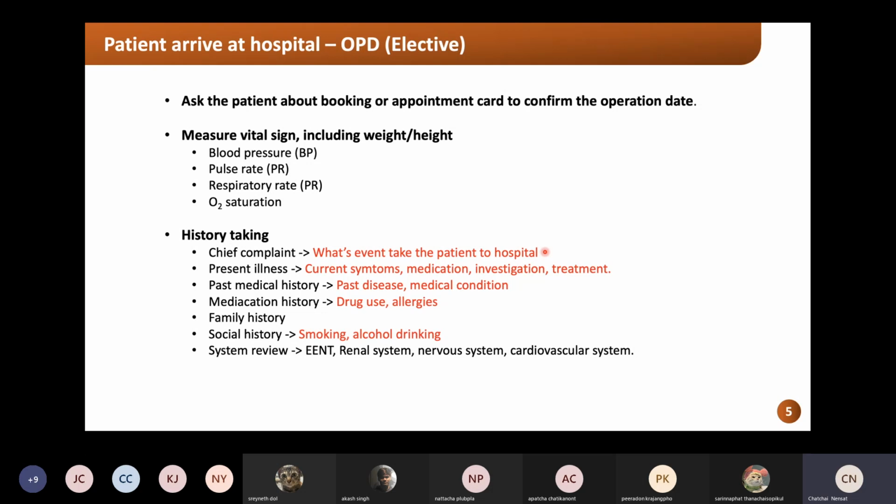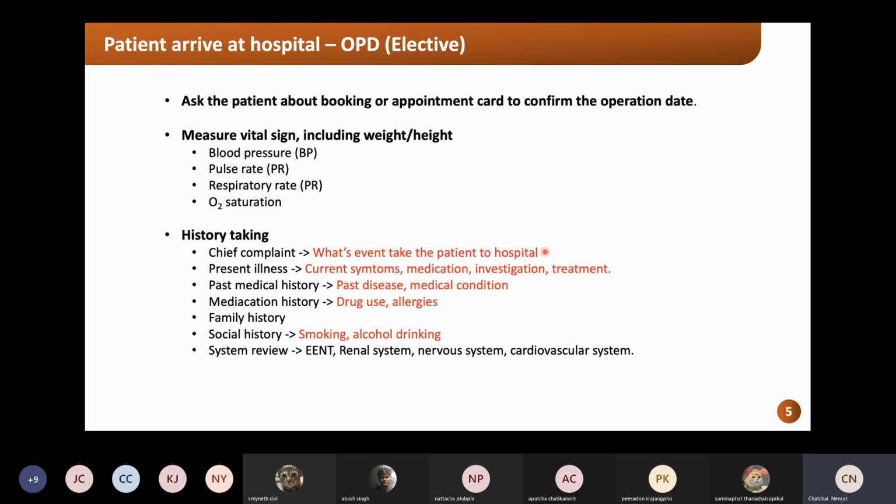When the patient arrives at the hospital, the first thing that we need to do is ask the patient about the booking or appointment card that will have some details about the date of doing the procedure, and also the disease, the hospital number, and other information that the physician or interventional cardiologist requires from the patient, to confirm the date and the operation that the patient needs to do on that day or tomorrow.